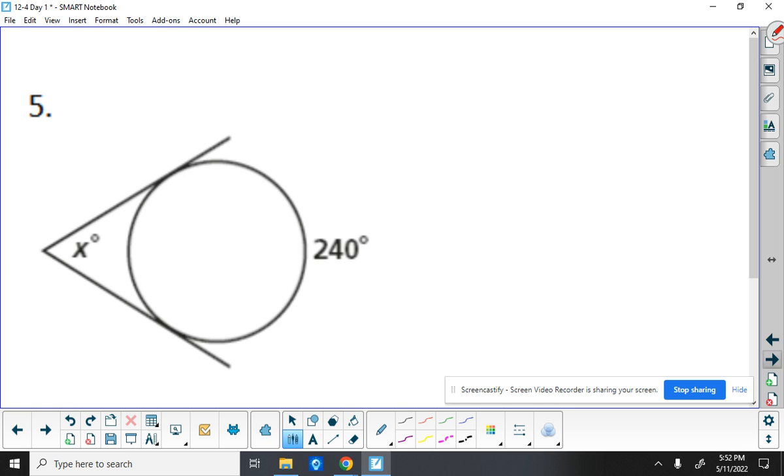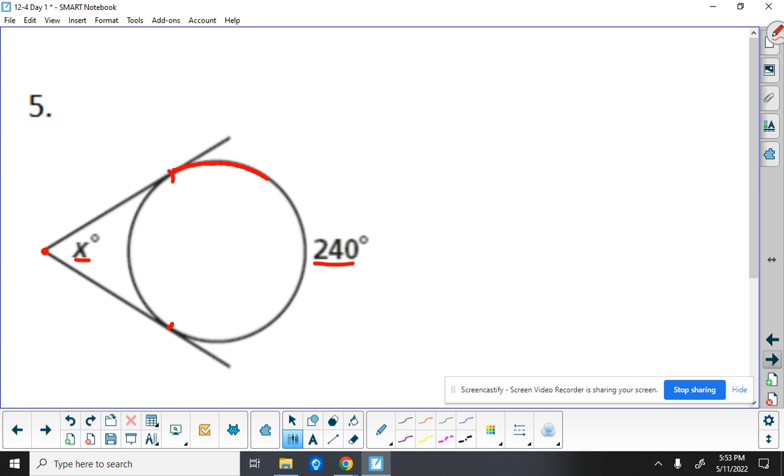And I've got both lines are tangents that I'm looking for, and I only have the 240 degrees given to me here. Looking for x. The vertex is outside the circle. When I have tangents like that, there's just one point where it intersects here, one point where it intersects here.